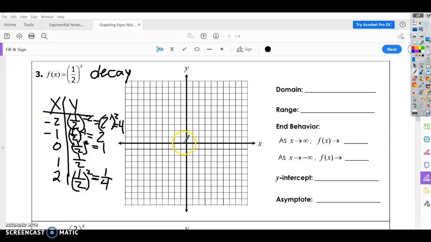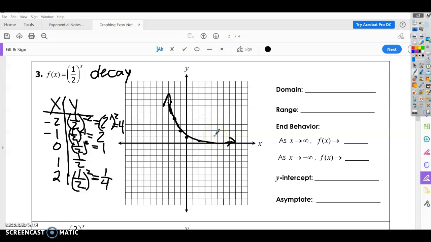All right, so again, we are going to use these points to put on our graph. So we've got -2 and 4. -2, 1, 2, 3, 4. We've got -1, 2. 0, 1. 1 and 1/2. And 2 and 1/4. And then we're going to sketch this graph. And you can see a decay function is going down.